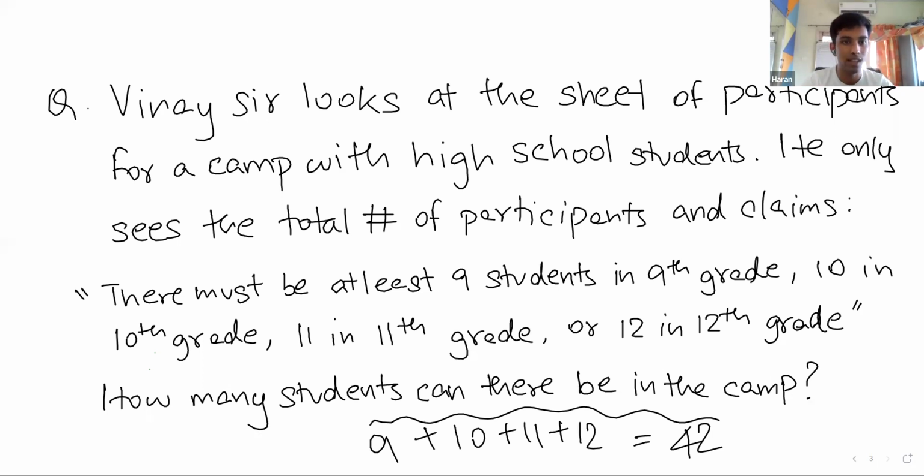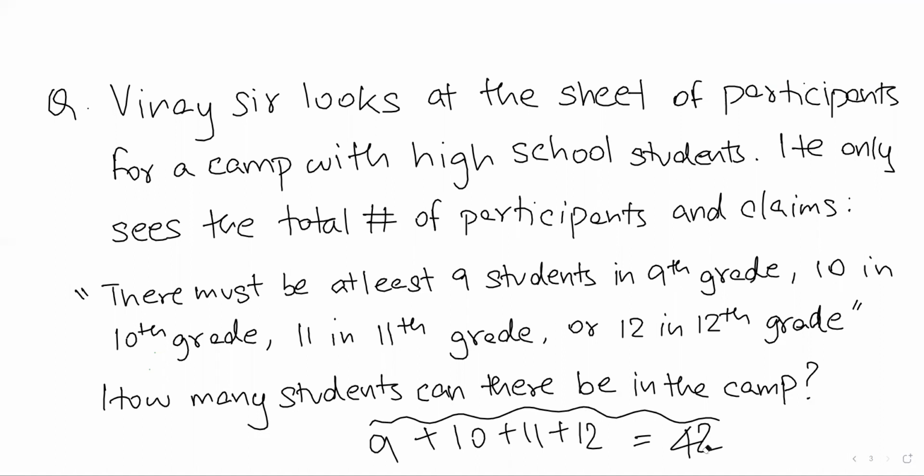So who asked whether they can go? I had a similar idea, but I got multiple answers as the result, because it says how many students can there be. Yes. The problem says there must be at least 9 students in 9th grade, 10 in 10th grade, 11 in 11th grade, or 12 in 12th grade, which means it can be either one, and that too, we want to look at the worst case. So we have to take the least number of students in each grade.